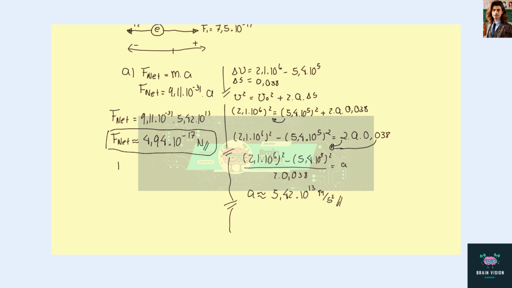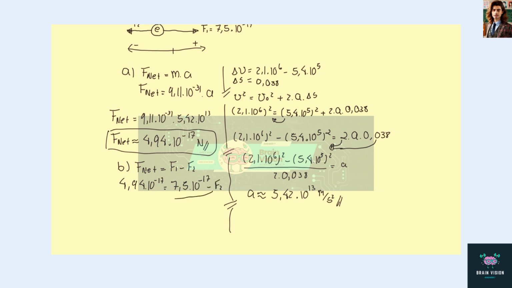Now, on the second item, we have to calculate what is the strength of the force F2. And how can we do that? Well, note that the force F1 is pointing to the right and the force F2 is pointing to the left. So the net force is equal to F1 minus F2. The net force we know is 4.94 times 10 to minus 17. The force F1 we know it's 7.5 times 10 to the minus 17. And then all we have to do is calculate the value of F2.